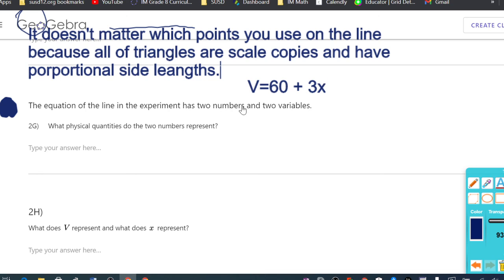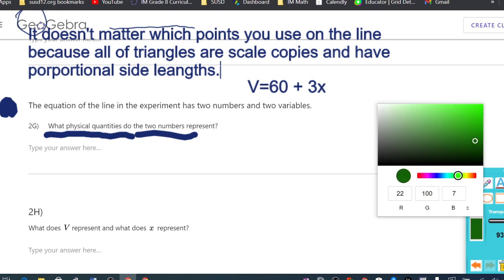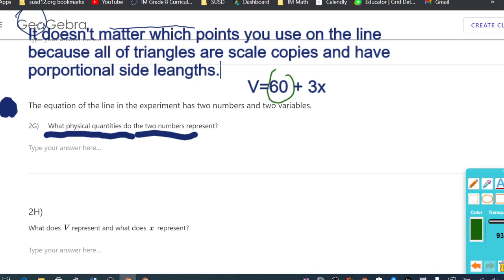Okay, answer the question. What physical quantities do the 2 numbers represent? Let me circle the 2 numbers. The numbers are 60 and 3. What physical quantities do those represent? I'll say it again. We started with 60 milliliters of water in the graduated cylinder. So this 60 represents our starting volume, before any marbles were added.